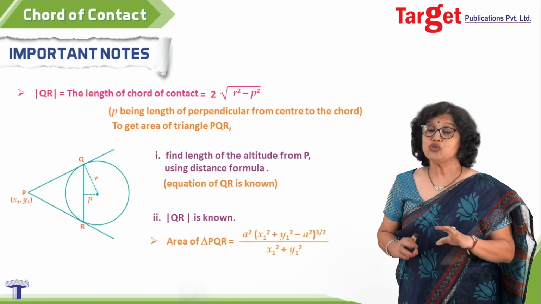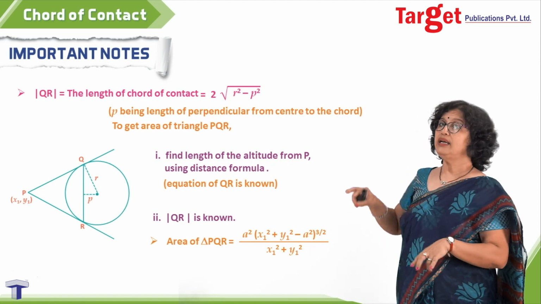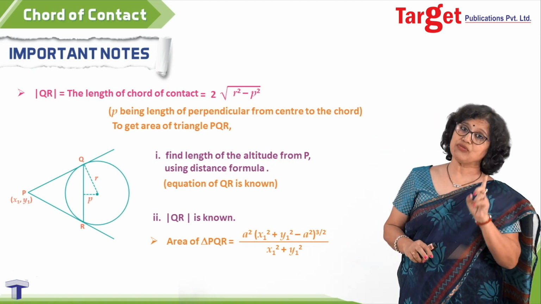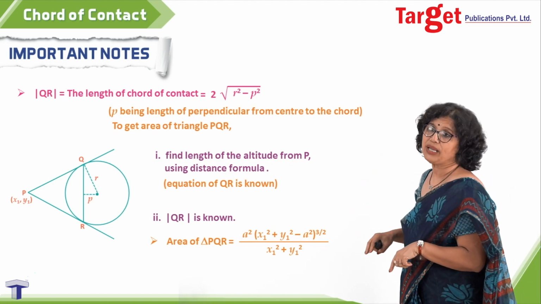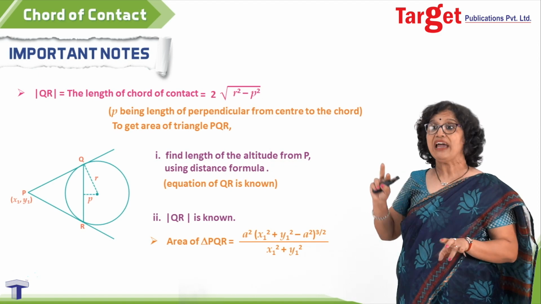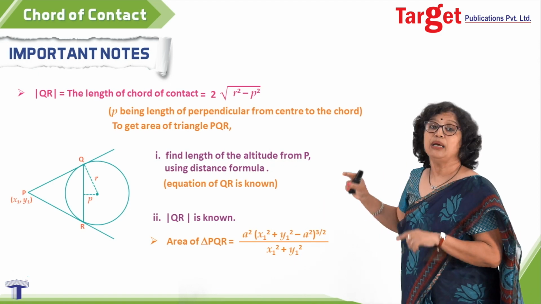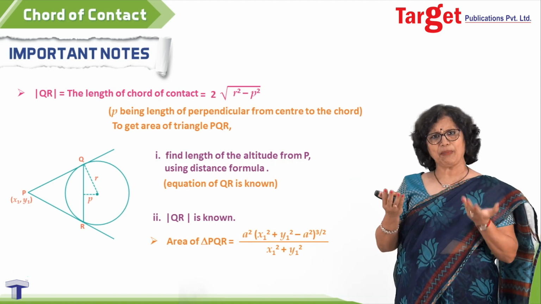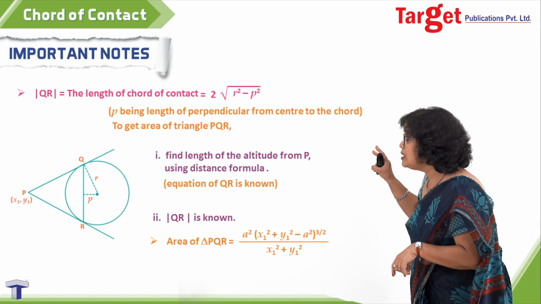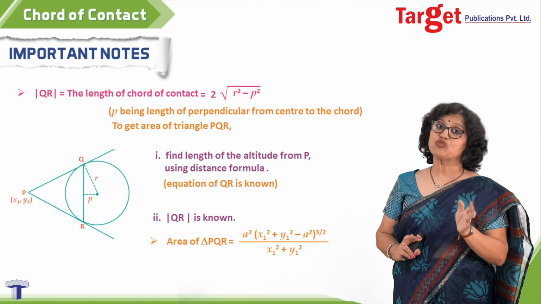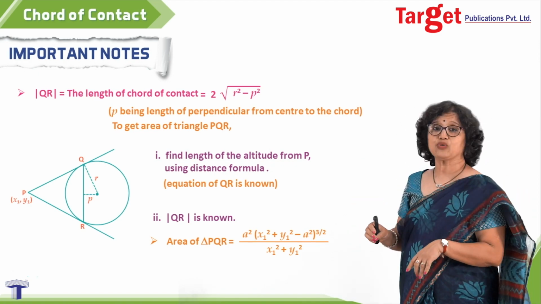altitude also, and you can always write the area. So the area of triangle PQR turns out to be, after all simplification I am writing, a square into (x1 square plus y1 square minus a square) whole raised to 3 by 2 upon x1 square plus y1 square. I am giving you this as a formula where a stands for the radius. Mind you, maybe in my picture I have written that as r, but a stands for the radius, which generally people take a, some people take r, so you can keep changing r or a. Fine.